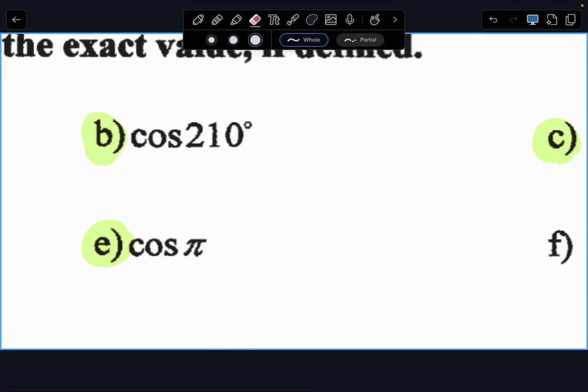So I tried to do the ones that you have to find a reference angle, because I think that's the hardest part of it all. So you will have to go back and forth from degrees to radians, just like you did on your test. So this one's obviously degrees.